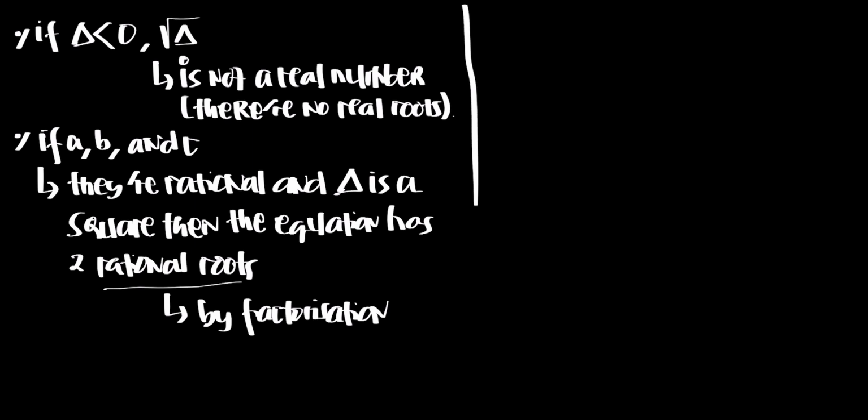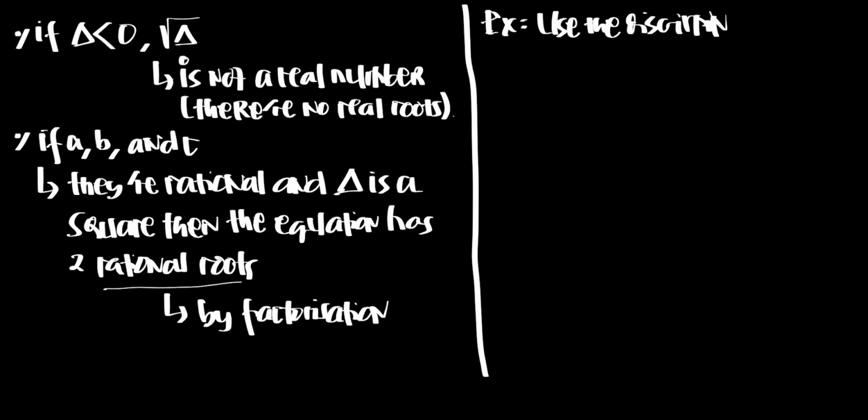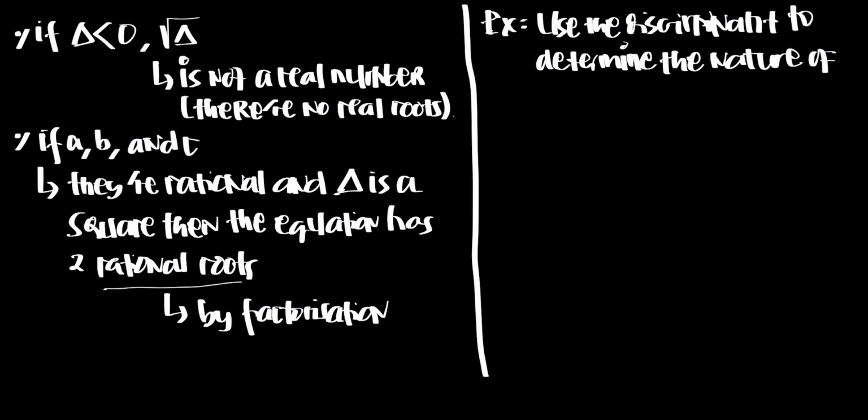Now let's do the first example, or the first question. The first example: use the discriminant to determine the nature of the roots of the following. First one, A.